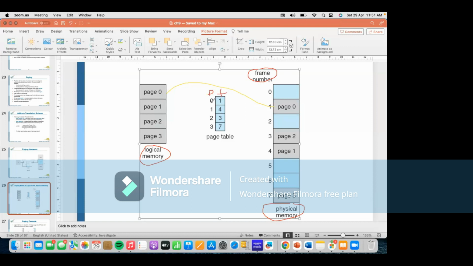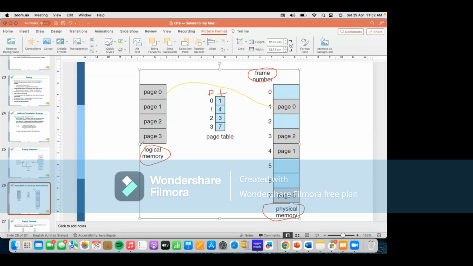Please tell me about page 0. What is the frame number of page 0? By looking at the page table, tell me. Page 0, in which frame is it available? Frame 1. So these are frame numbers.